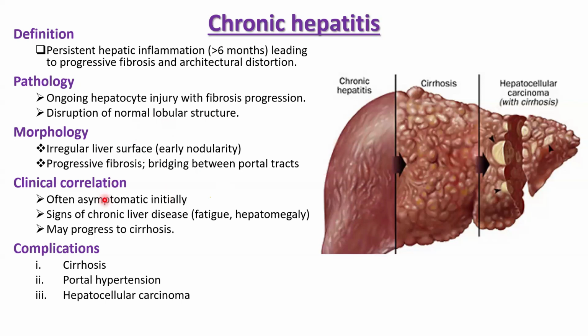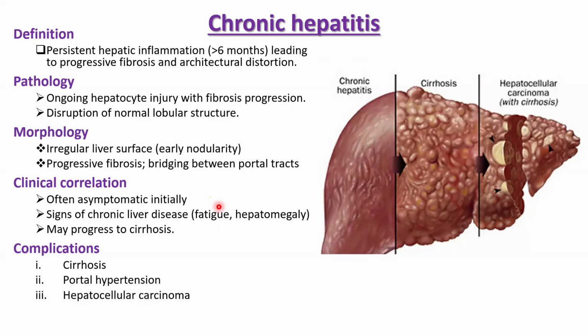Clinical correlation: ideally the features are almost the same as acute hepatitis, but of course signs of chronic liver disease will start to kick in, such as fatigue and hepatomegaly, and it may progress to cirrhosis. If this chronic hepatitis is not treated, it will go to liver cirrhosis. And if this liver cirrhosis is not treated, you'll have liver cancer, that is hepatocellular carcinoma, as you can see here. So let me mention the risk factors.